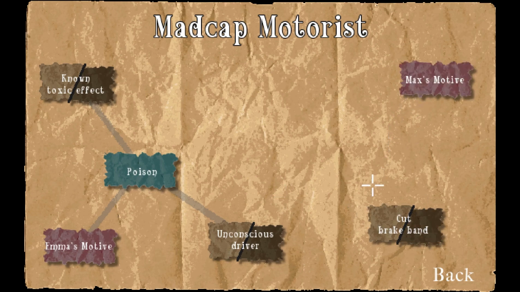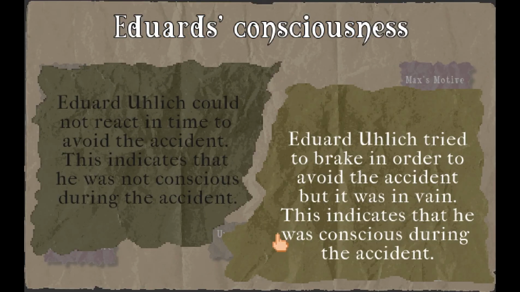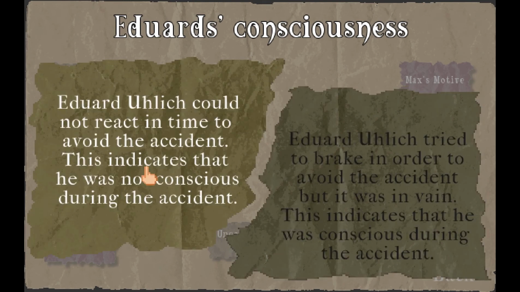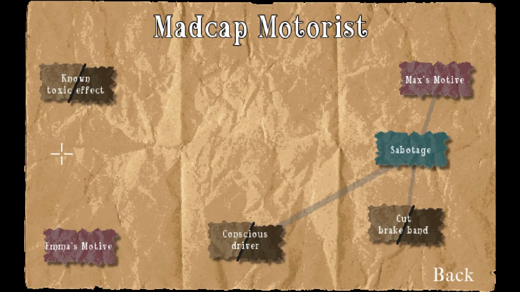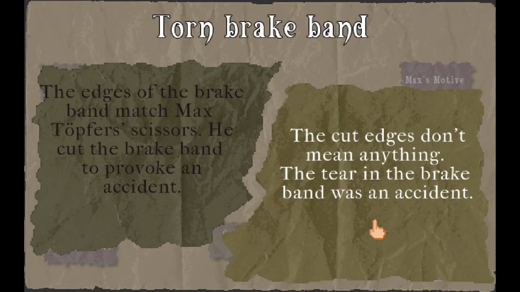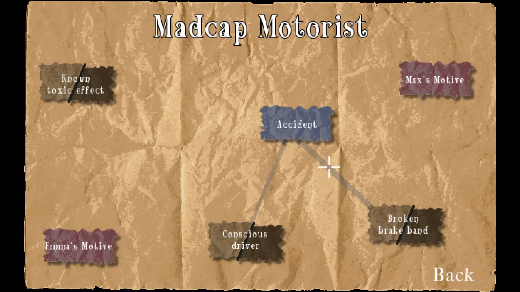So it can't be both? So conscious leads us down Max's side and unconscious leads us down Emma's side. Oh no, so then it goes to accident if we put it like that. This is a case where I wonder if we can let people get away with it as well.